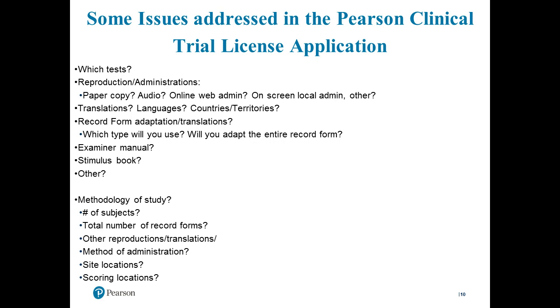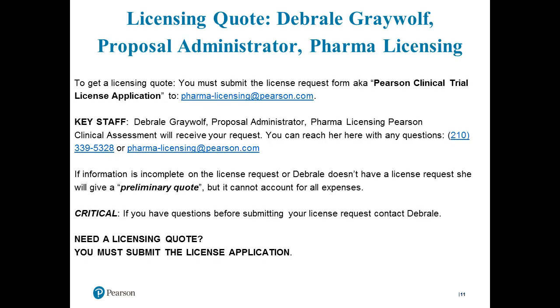When we've done this without having that completed, we call it a preliminary quote because we know that there are things that aren't accounted for when this form isn't completed. Additional items are things like the number of subjects, the total number of record forms, et cetera, and you get the idea there, as far as the kinds of things we need.